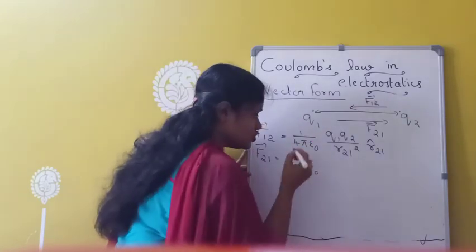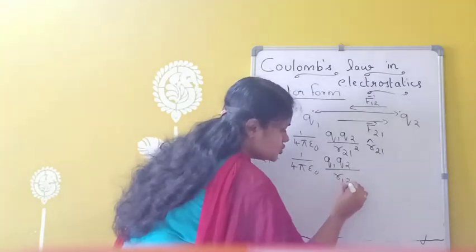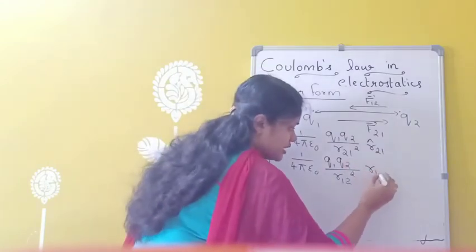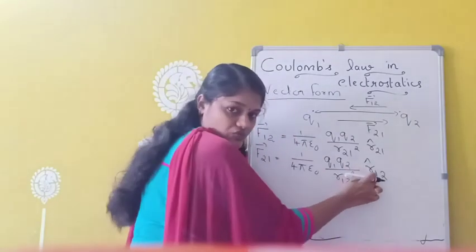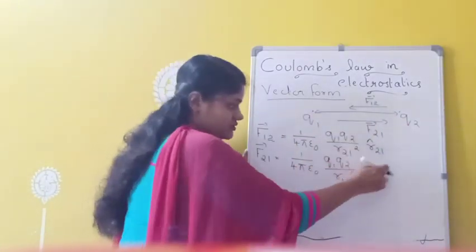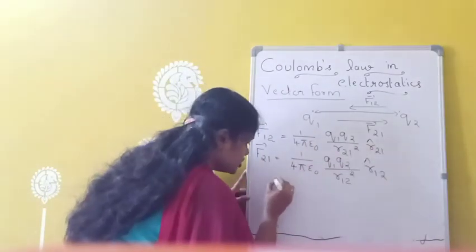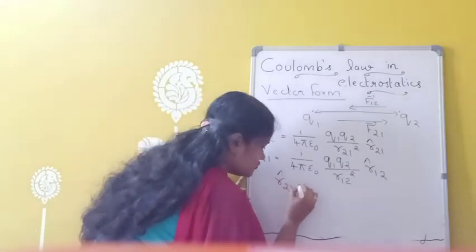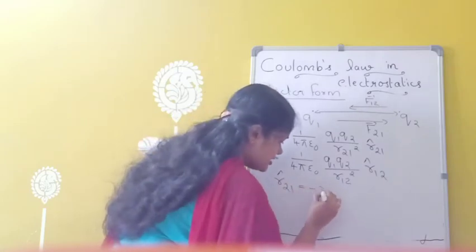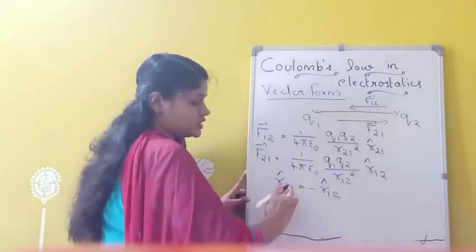So it can be written as 1 by 4 pi epsilon 0 Q1 Q2 divided by R12 square into unit vector R12. And this unit vector R12 indicates the direction of force. That is from charge Q1 to Q2, and the magnitude of this unit vector is 1. Okay. Now, what about the direction? I told you R21. R21 is just opposite direction of which one? R12. So we can write R12 equals minus R21. R21 is equal to minus R12. Both are in opposite direction.